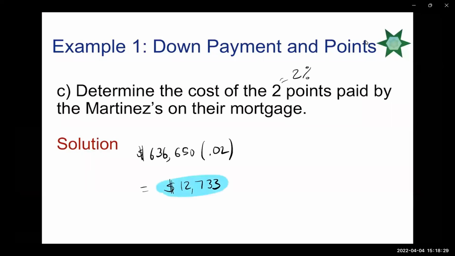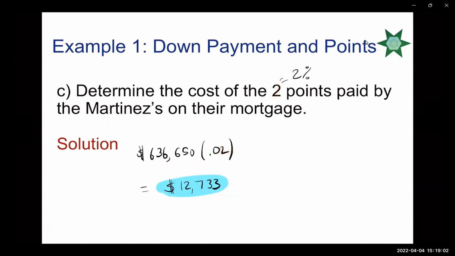And usually what the banks do, they'll just add that to the mortgage. And so you don't have to really pay this up front. They'll just add it to the total mortgage, and then you'll just pay off a bigger mortgage instead of having to pay this up front. All right, so that's going to be the closing costs. If this would have been 3 points, then you would have multiplied by 0.03. If it was 1 point, 0.01, and so on.